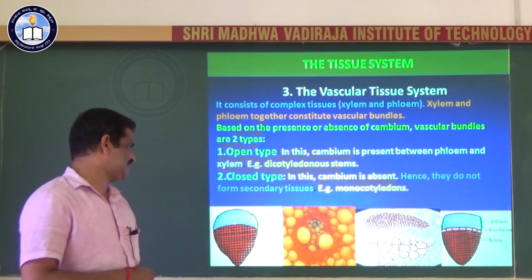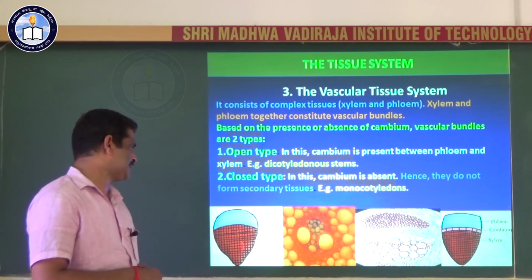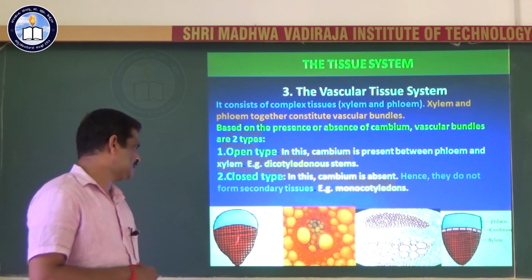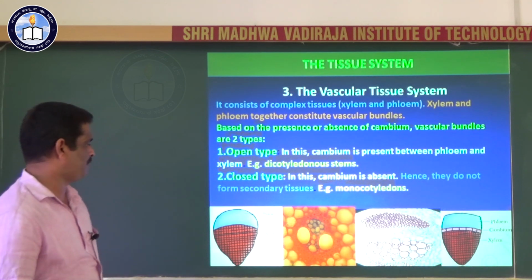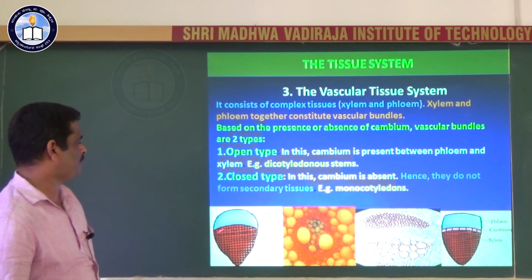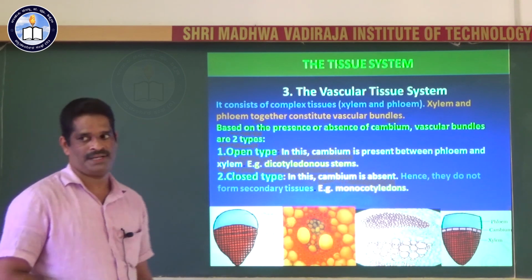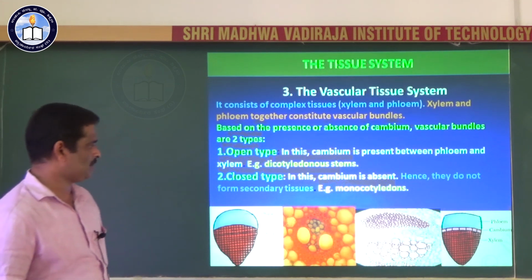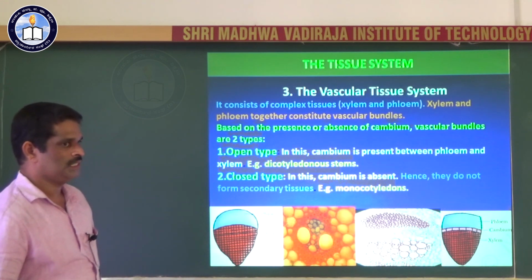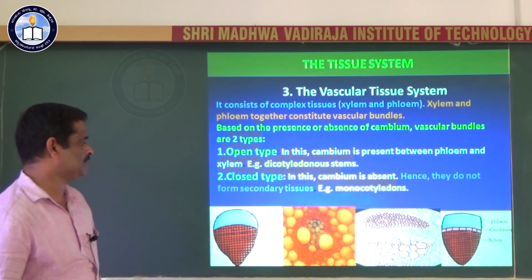This is the xylem, this is the phloem. Between the xylem and phloem, if cambium is absent, then it is called a closed vascular bundle. It is seen in the case of monocots. In monocots, the vascular bundle is closed.